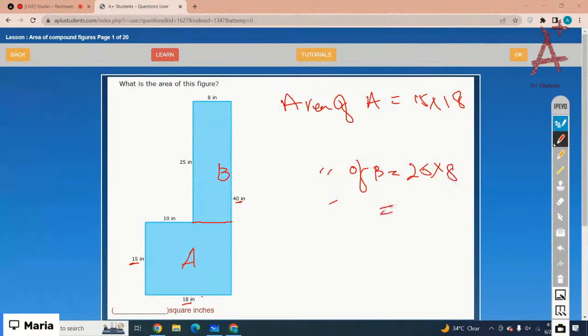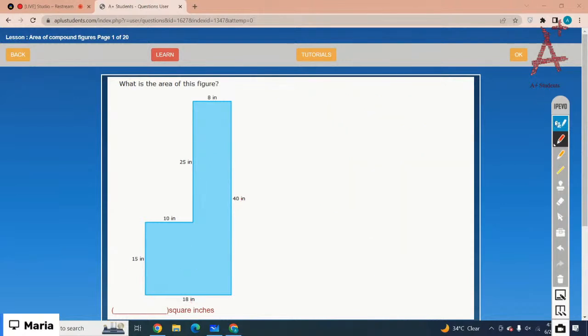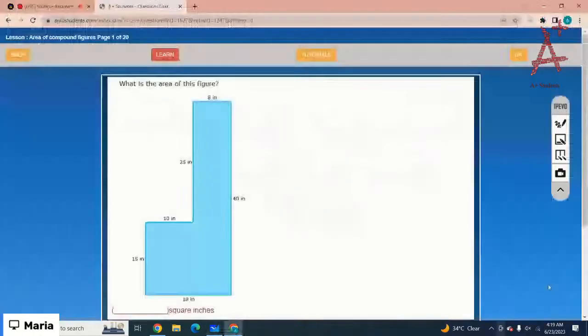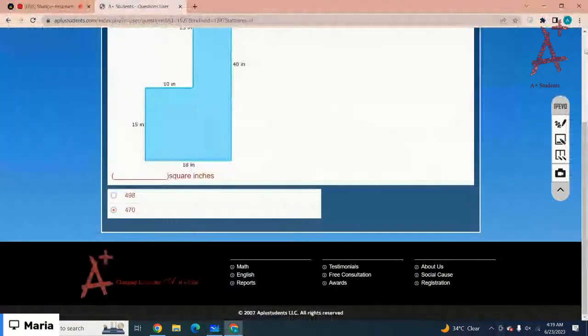15 times 18 is 270, and then 25 times 8 is 200. Got it? So the area of the shape is, you have to add the area of shape A and the area of shape B. Got it? So it would be 470. The correct option is 470.